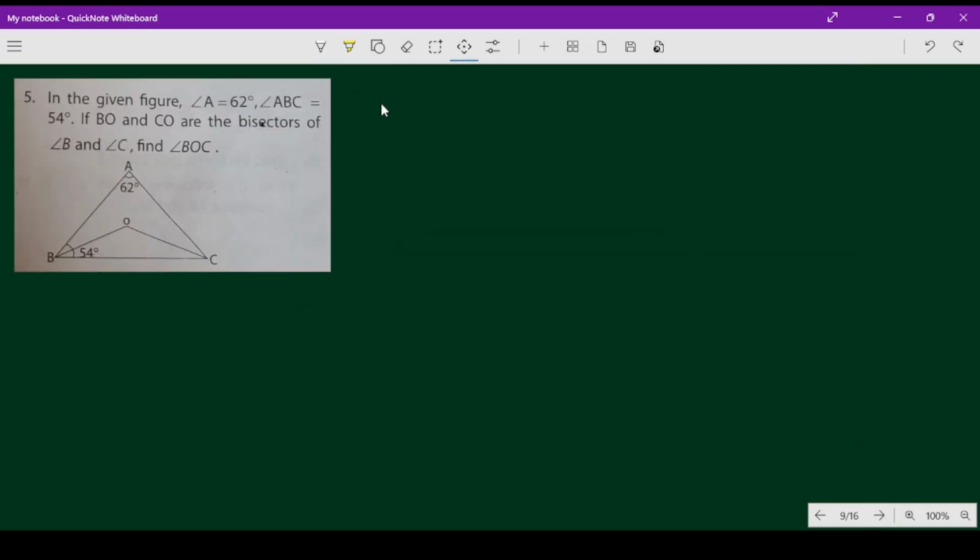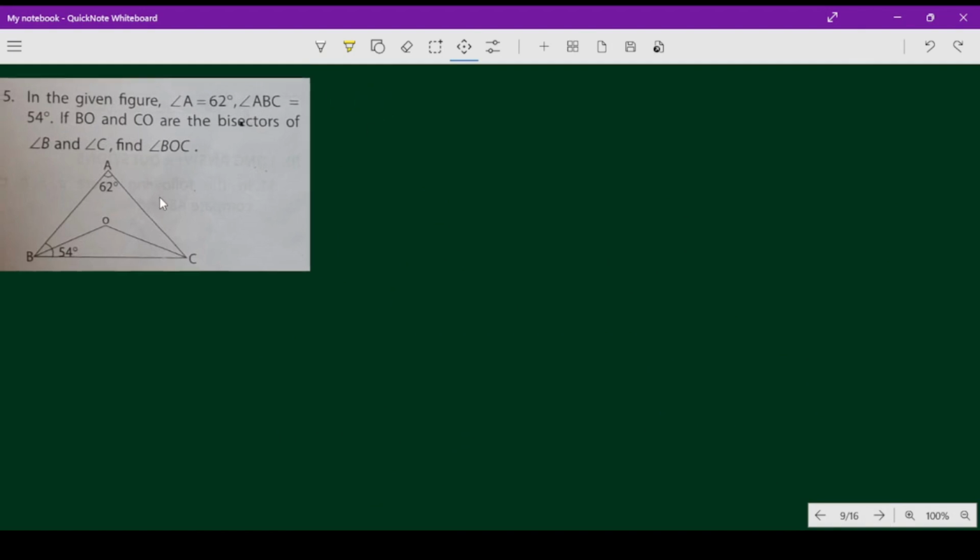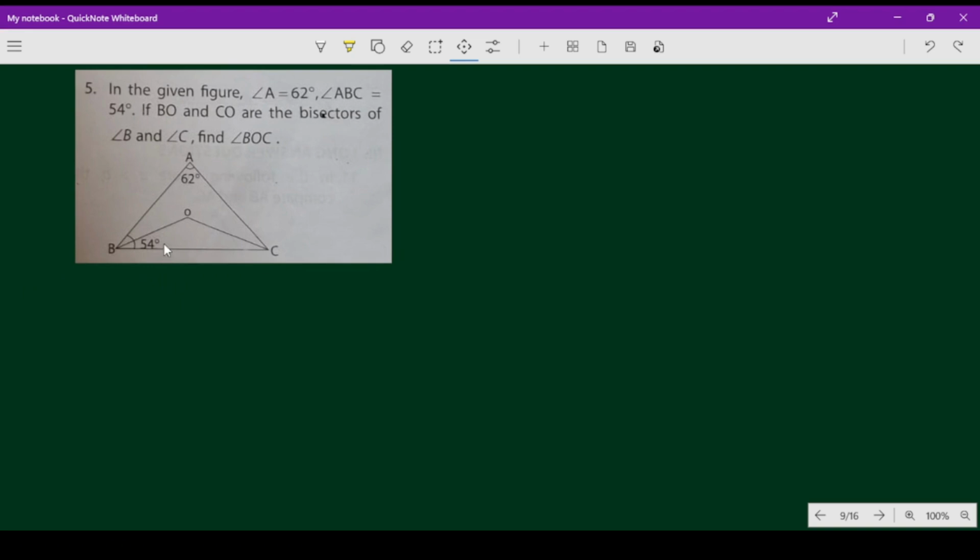Now, in this question, we are given this figure ABC. Angle A is given as 62, angle ABC is given as 54 degree, and they said OB and OC are angle bisectors of angle B and C. Then we need to find angle BOC, this angle. As ABC is a triangle, the angle sum property will give us this angle.